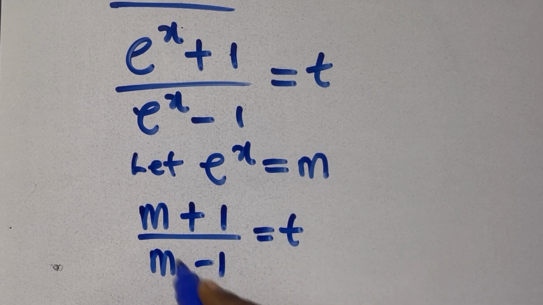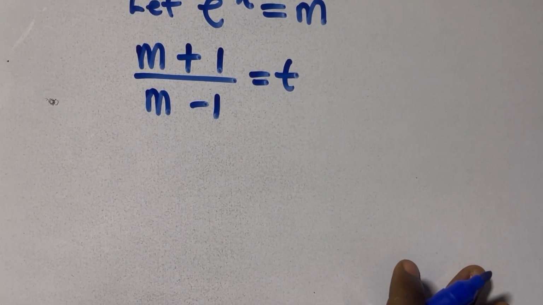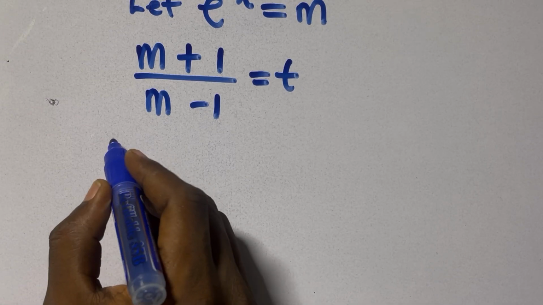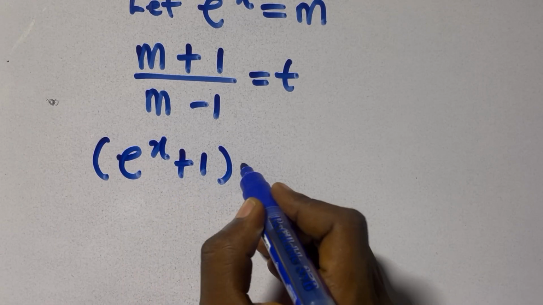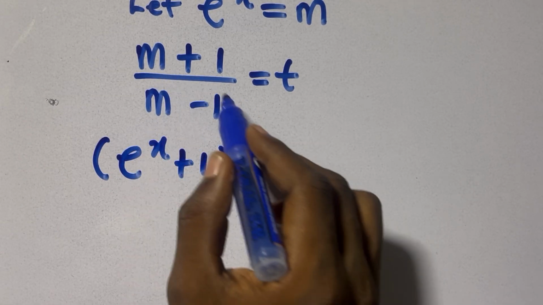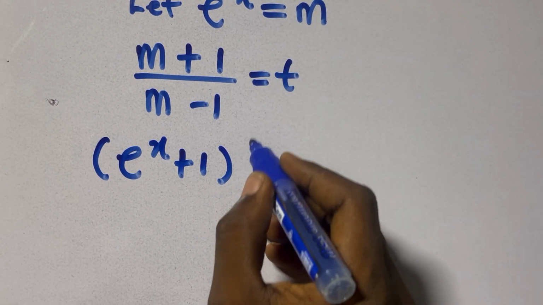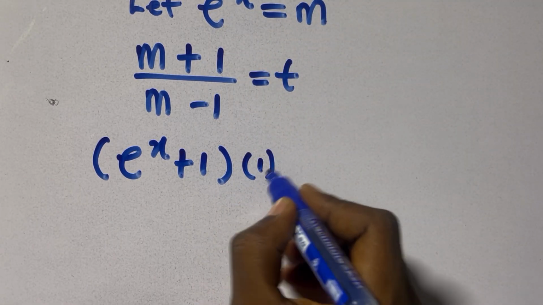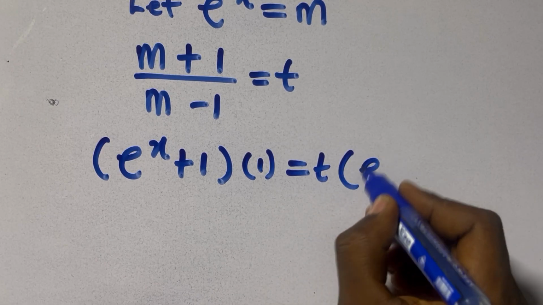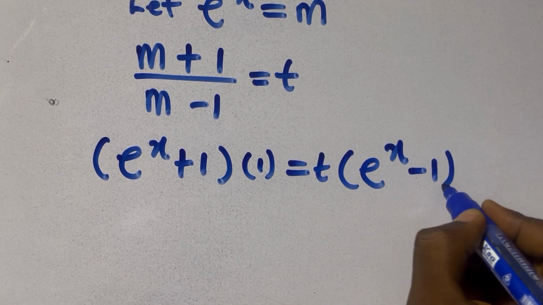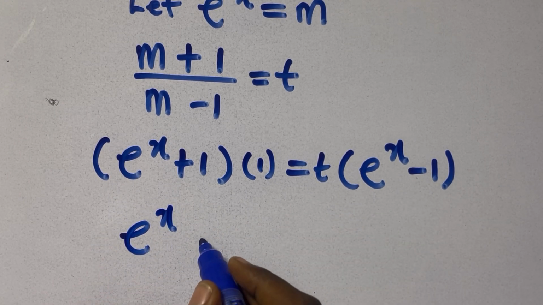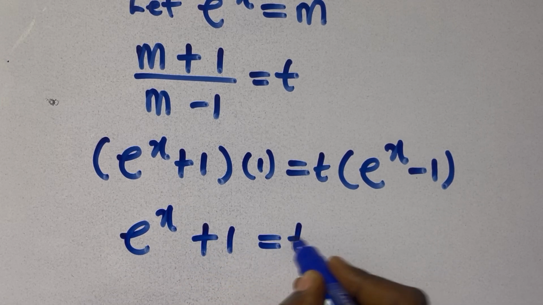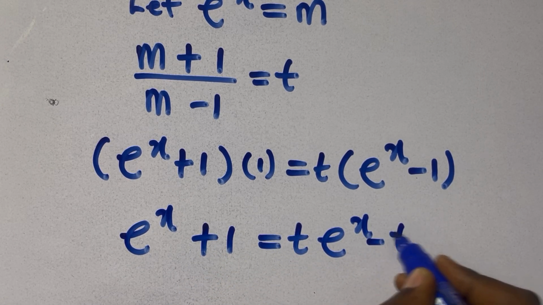This appeared to be a long approach, so to use the short approach, let's cross multiply here. So we are going to have eˣ + 1 multiplied by 1 equals t multiplied by (eˣ − 1). We have to expand this, and it will become eˣ + 1 = t·eˣ − t.